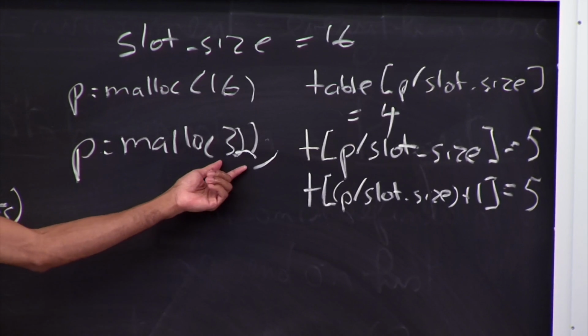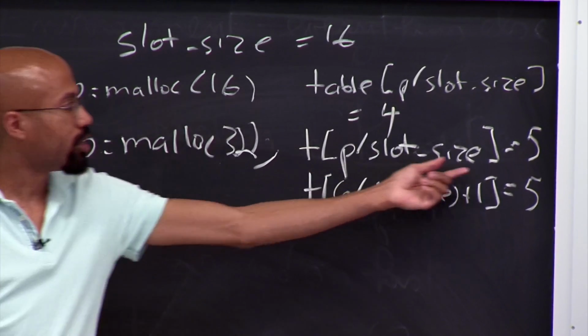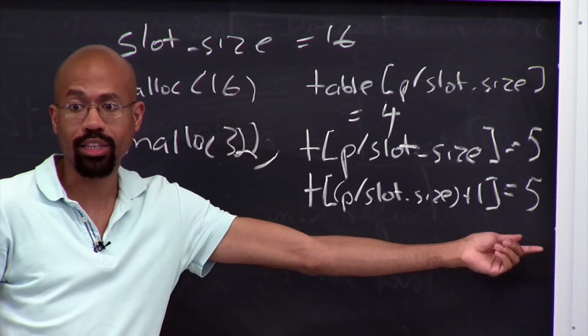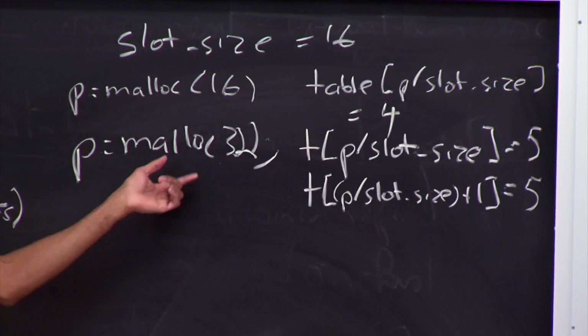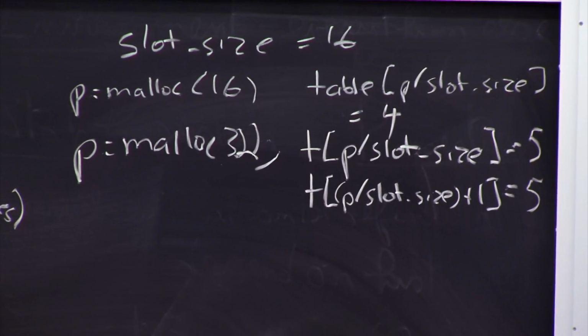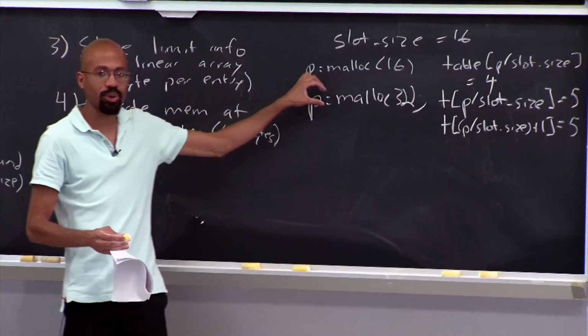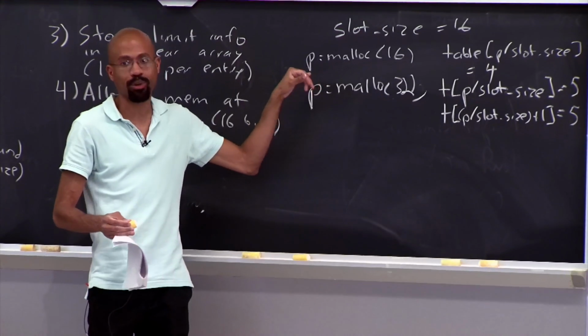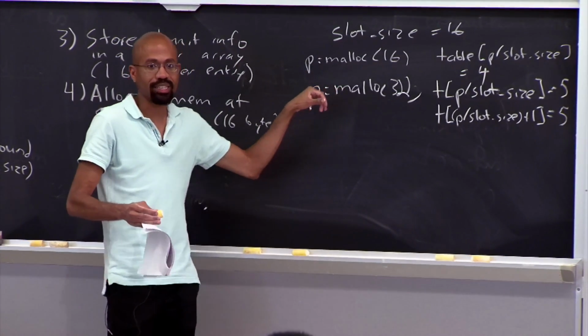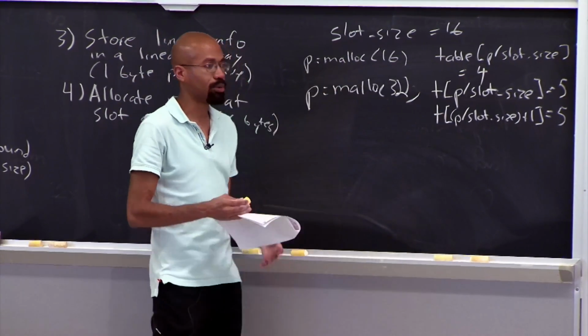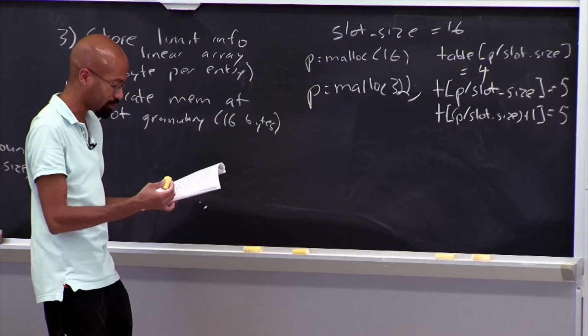So once again, 32 is the allocation size, and this is the log of that allocation size. For the 2 slots that this memory takes up, we're going to update the bounds table twice. Does that make sense? And this is really the key that I think for a lot of people makes the paper make sense or not make sense, because you have to update that bounds table multiple times depending on the size of the allocation.